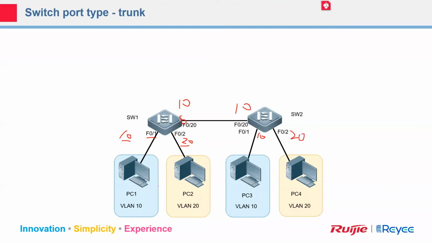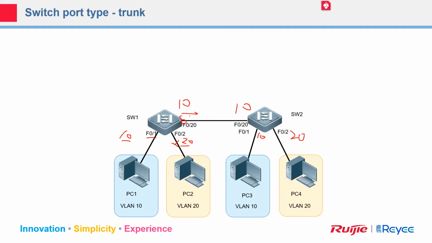Okay, now let's see the process. Can PC1 and PC3 communicate with each other or not? PC1 sends the packets out without the VLAN tag, right? And when switch 1 receives them, I will add the VLAN tag. The VLAN is VLAN 10. If we add VLAN 10, the packets cannot be sent to interface 2, right? Because this VLAN is VLAN 20. Can we send these packets out?